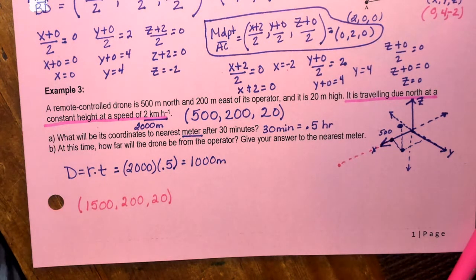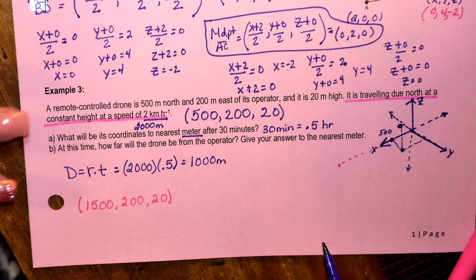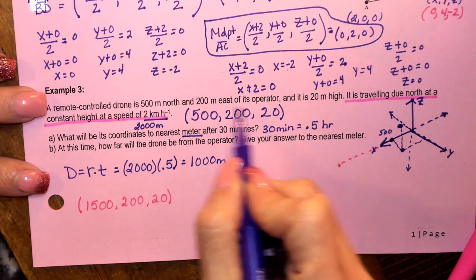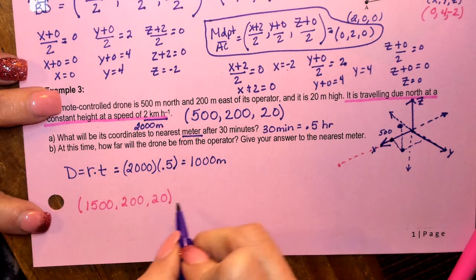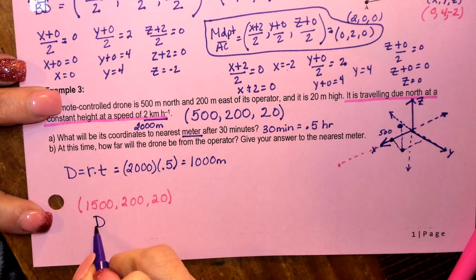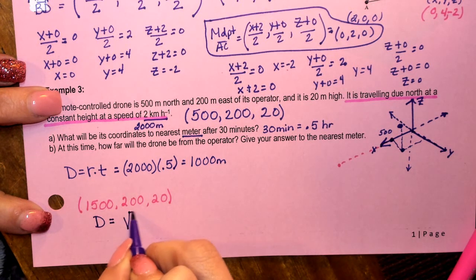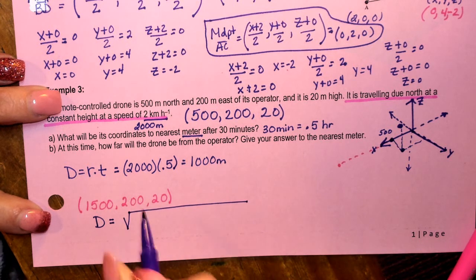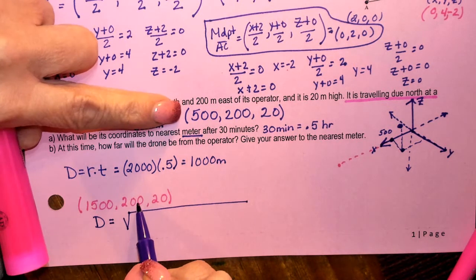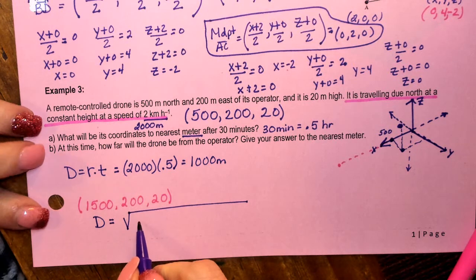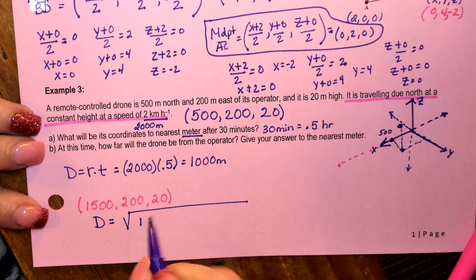All right. Well, now what it wants to know is something about the distance. At this time, how far will the drone be from the operator? Okay. Well, we know that the operator was right here where it started, right? So let's take the distance equals, remember distance is the square root. We've got our 2 ordered pairs, right? So we're going to do, let's do 1,500.